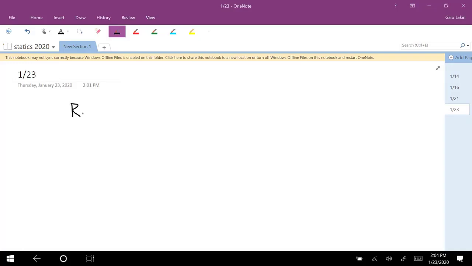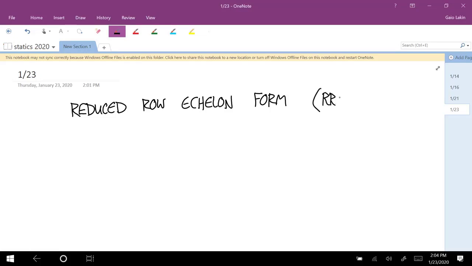This is using reduced row echelon form. And on your calculator, it would be called RREF, to solve large systems of equations.